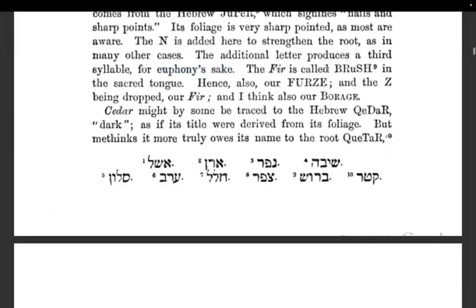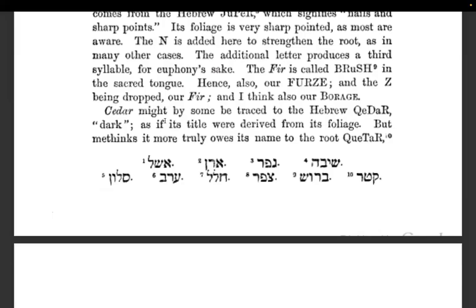The fir is called brush or brush right here, bet resh wa sheen, in the sacred tongue. Hence also our fir. Remember, the B becomes a P and the P becomes an F, right? And the sh being dropped, fir, right? And I think also our barrage.